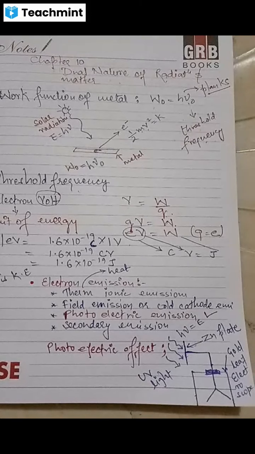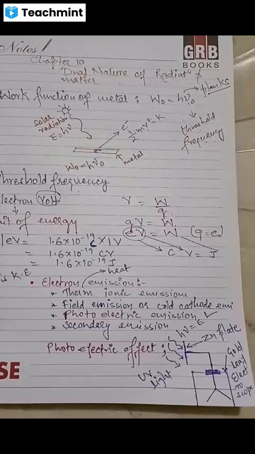So my dear students, let me clear this definition again. Photo means light, electric means emission of electrons from the surface of metal, effect. So this is an effect in which an ejection or emission of electrons takes place from the metal surface. The photoelectric effect is that type of effect. Now what further will happen?